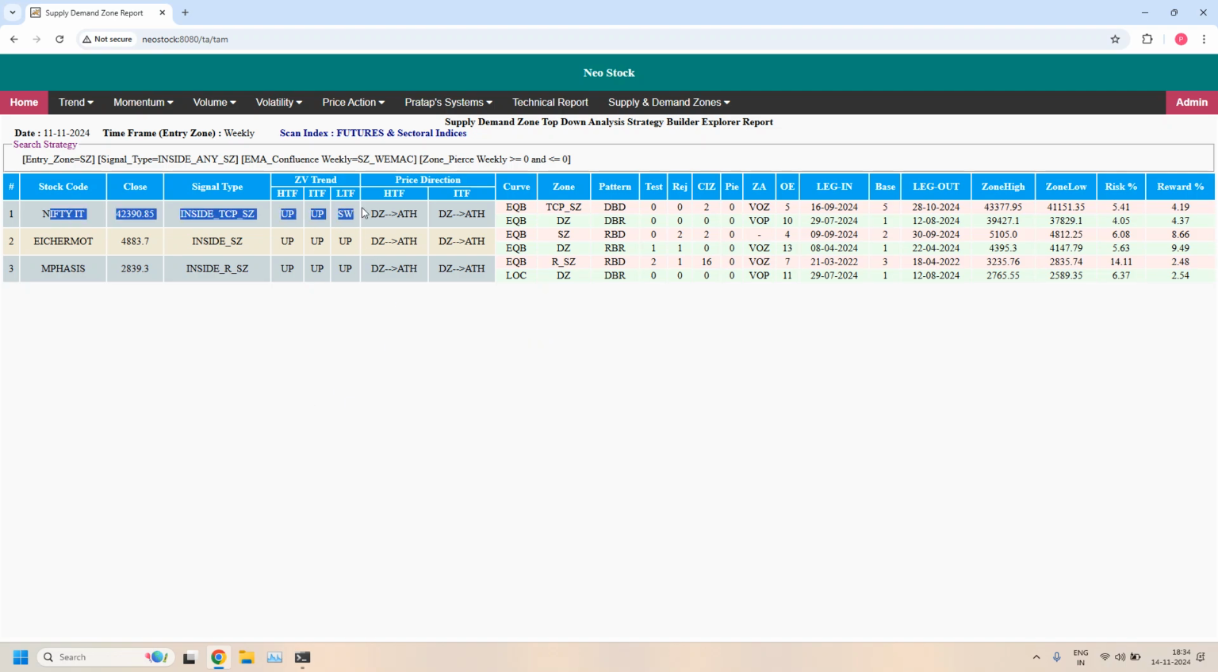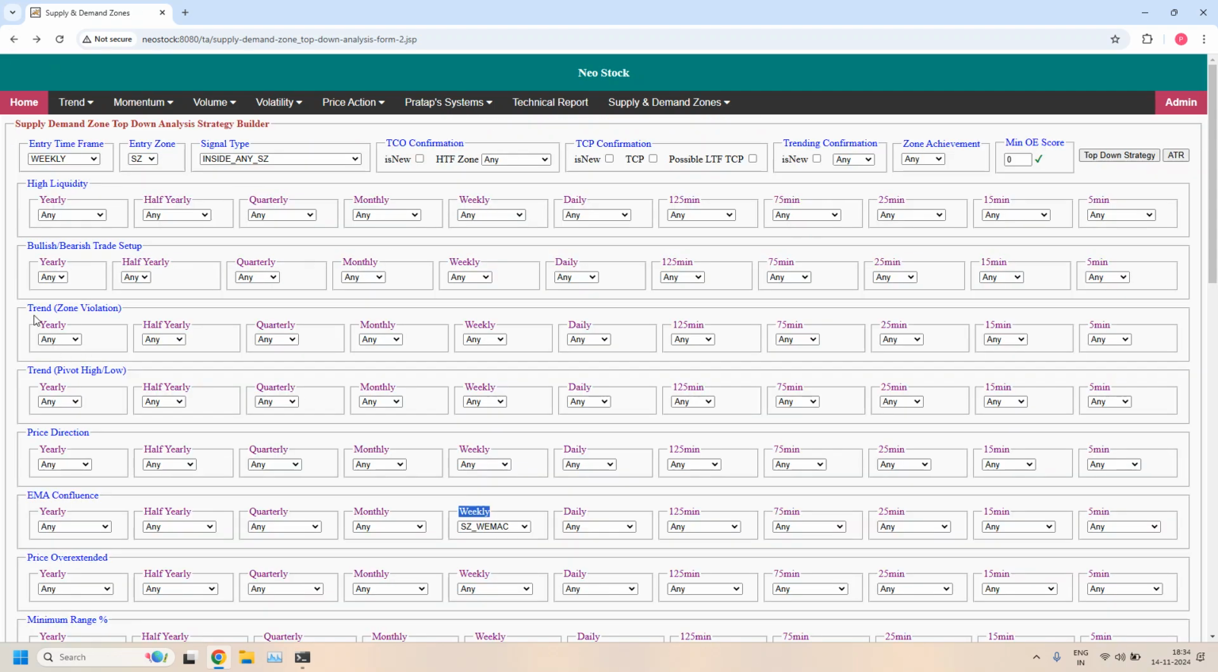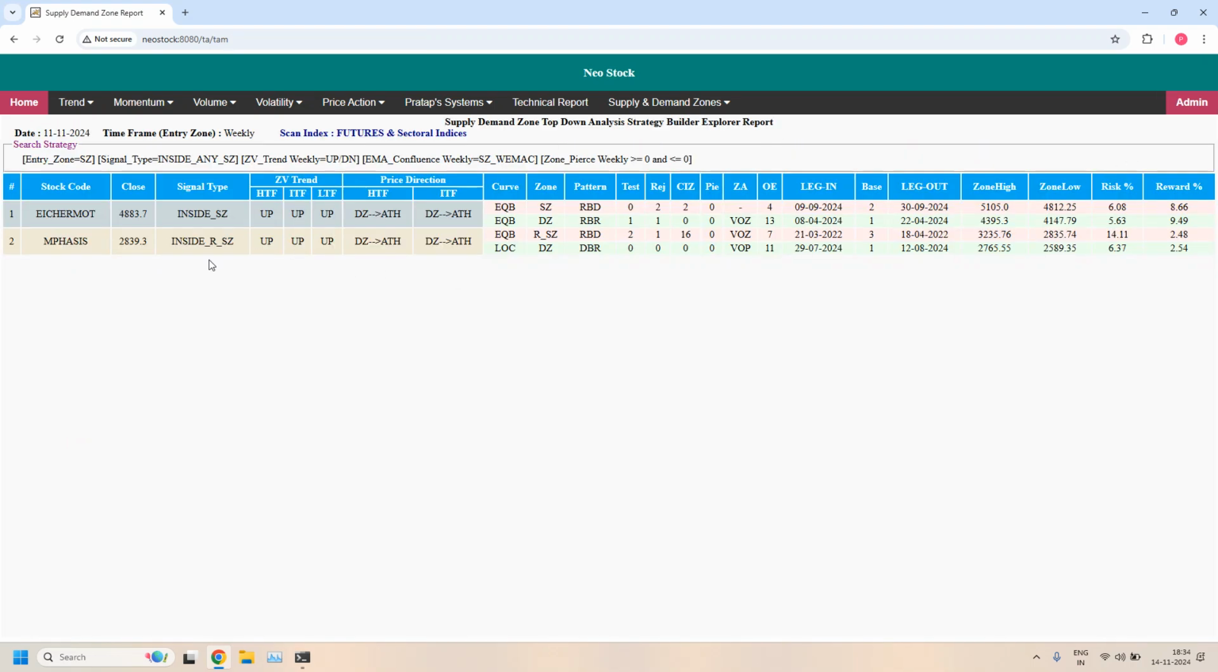Ignore the first one because the weekly trend is sideways. You can ignore it like this by setting the filter. Trend zone violation, weekly trend should be up or down. Now you will get only 2 stocks. And the second one even has a high liquidity weekly supply zone. Okay, this is about weekly time frame.